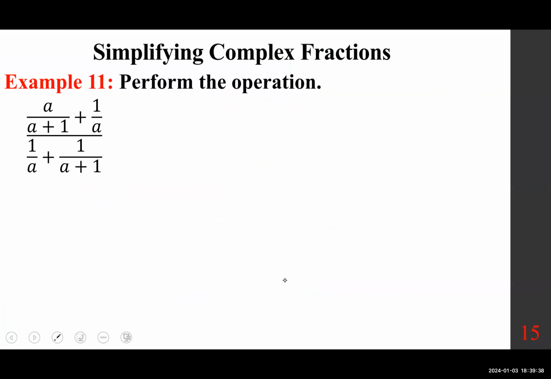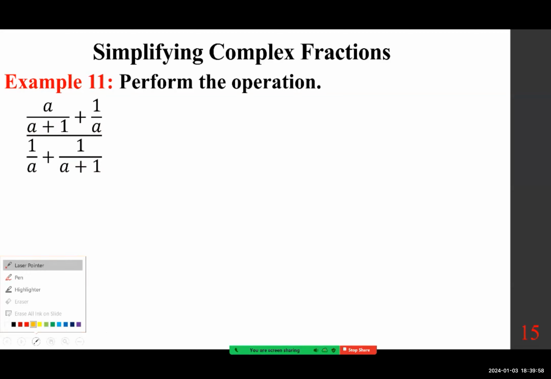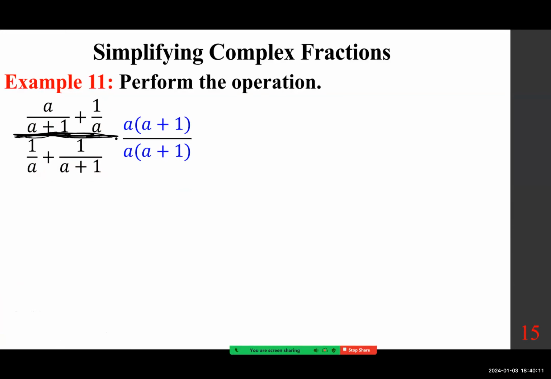Complex fractions. As you recall, when we want to simplify complex fractions, there are different methods. The fast and easiest way is to find the LCD for all the fractions and multiply the top and the bottom by it. For example, in this case, you notice a plus 1 times a is the LCD for the top as well as the bottom. Bear in mind, this is the main fraction bar. So we multiply the top by a times a plus 1, top as well as the bottom.